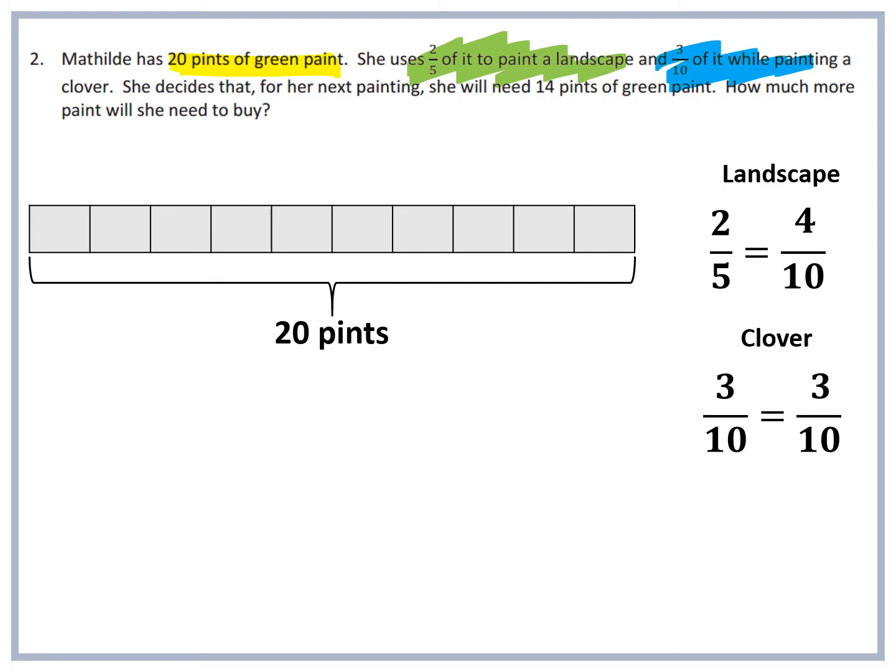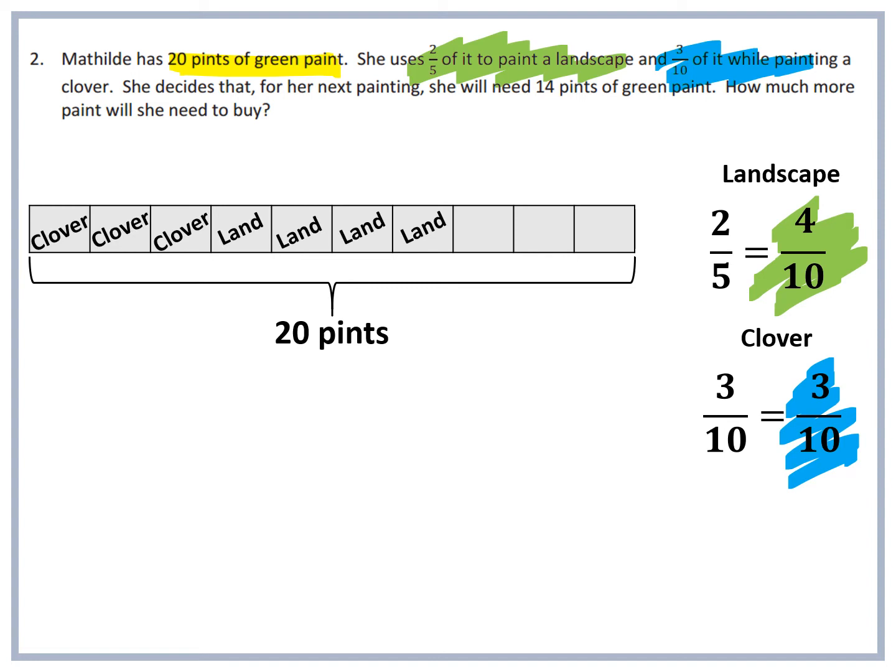Now I'm going to label the clover and the landscape onto the tape diagram like I did in problem 1. The clover has 3 units out of the 10, which means it's going to be 3 boxes out of the 10, and the landscape has 4 units out of the 10, which means it's going to be 4 boxes out of the 10, just like that.